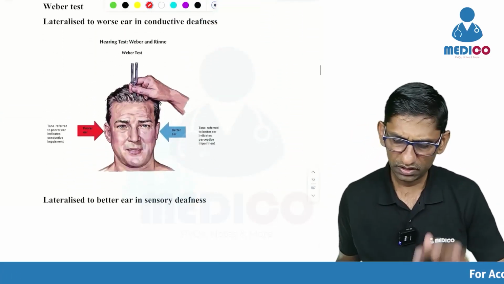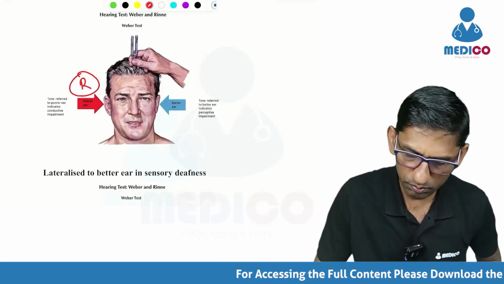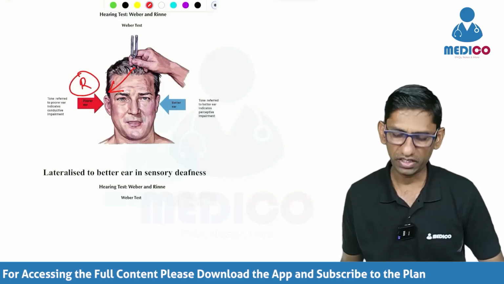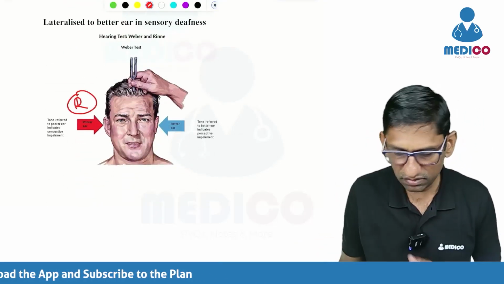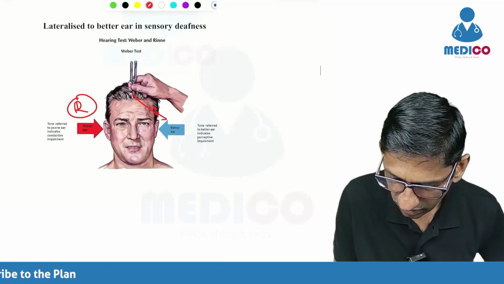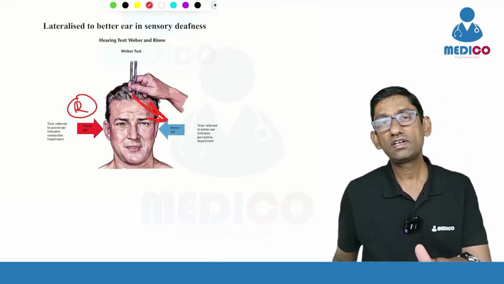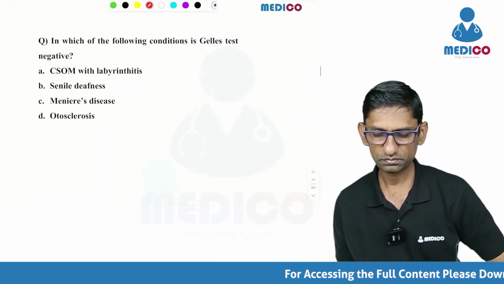So Weber is very clear. If the patient is coming to you with a diseased ear, for example the right ear, and the Weber is lateralized to the diseased ear itself, the patient has conductive hearing loss in the right ear. And if another patient is coming to you with the right ear deaf, and in this situation the Weber is lateralized to the normal hearing ear, then the diseased ear has sensorineural hearing loss. So this is about the inference of the Weber.